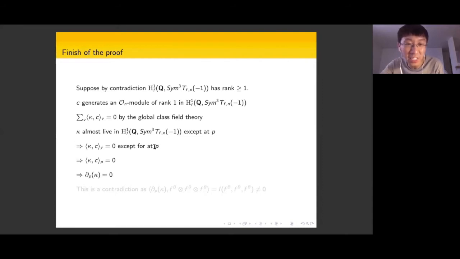I am lying a little bit because I did not define the local conditions at places dividing n. This is of course not true for those places, but this issue is not very serious and can be easily handled. So I will just pretend here that kappa has this property.